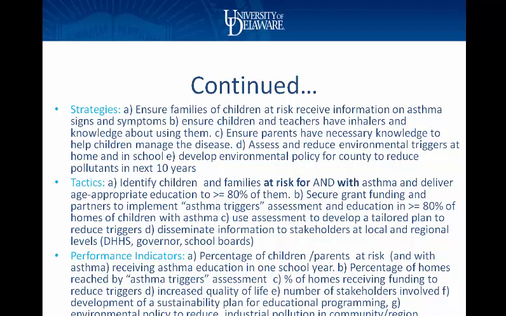Performance indicators. This is how you're finally measuring what happened. Percentage of children or parents at risk receiving the education in one school year. So did you target more than 80%? Did you get them? Percentage of homes reached by the asthma triggers assessment. This is all directly following from your tactics. Percent of homes receiving funding to reduce the triggers. Did it increase quality of life? Number of stakeholders you were able to engage or involve, development of a sustainability plan for educational programming, and some sort of environmental policy or environmental policy recommendation to reduce industrial pollution in the community.